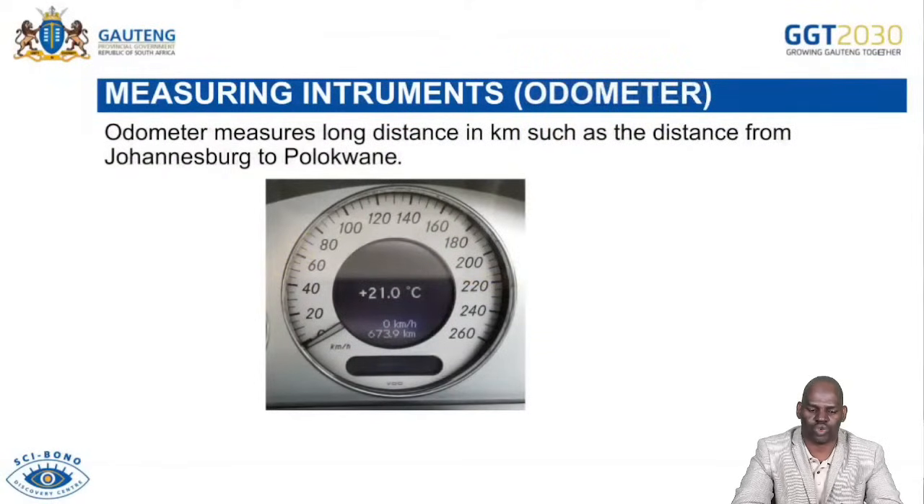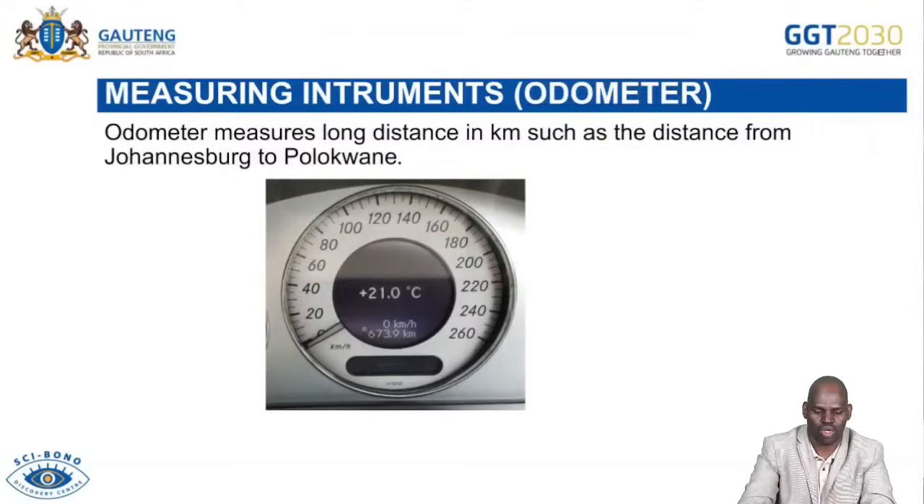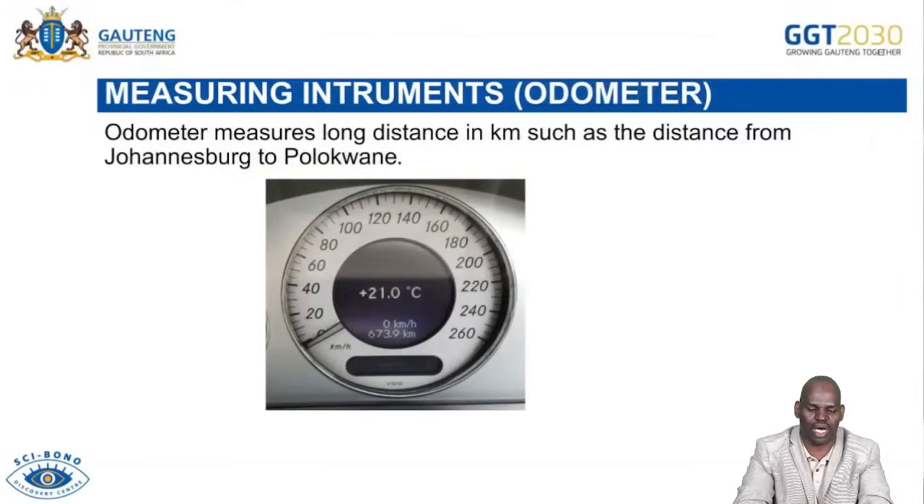Then of course we've got this one, the odometer. Most of you obviously might have seen this in cars. You see the odometer there, you've got the speedometer, but right there you've got measurements that are indicated in kilometers. As the car moves, you see that the kilometers are changing there. So we say it's an odometer, and we use it to measure a long distance. You can tell how far the car traveled by reading the odometer.